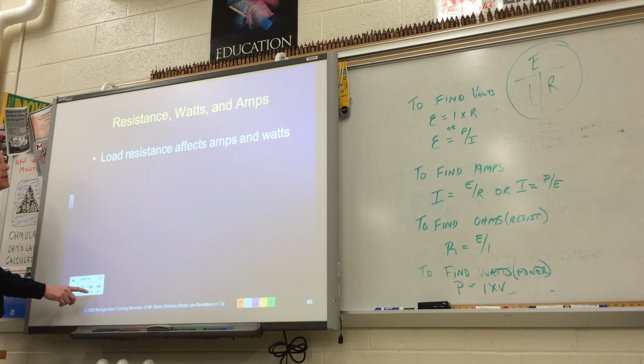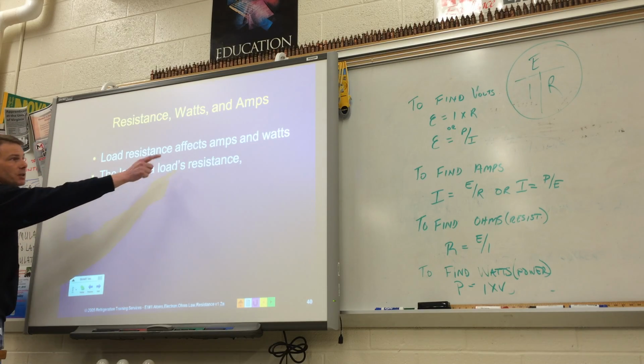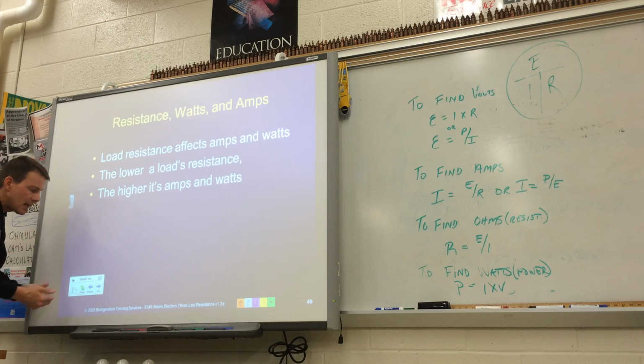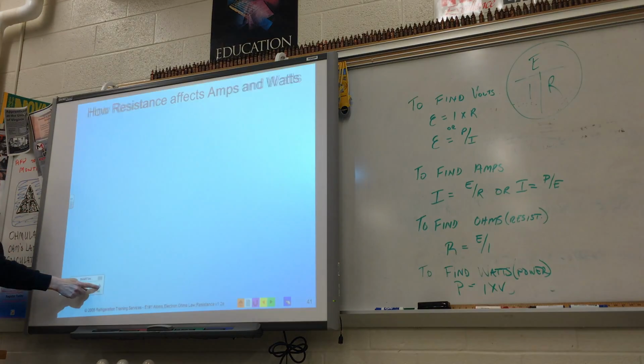Resistance, watts, and amps. A couple other things. The load's going to affect your amps and your watts. All right, so the bigger the load, something happens with the amps and the watts. When you lower the resistance, the amps and the watts go up. When you increase the resistance, the amps and the watts go down. So it's going to be a direct relationship.